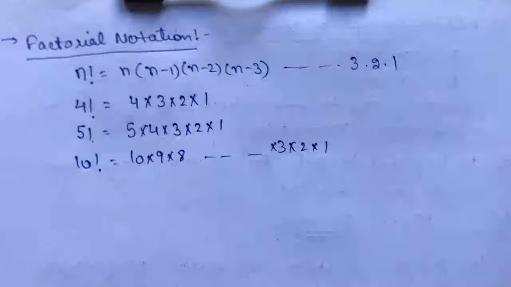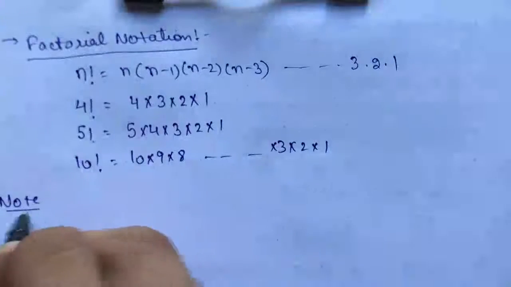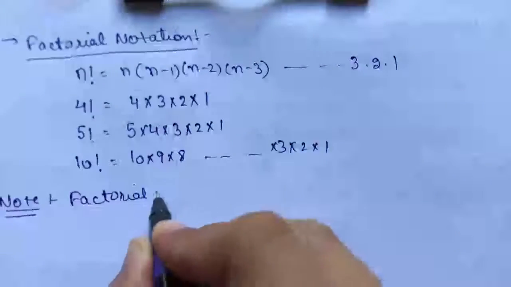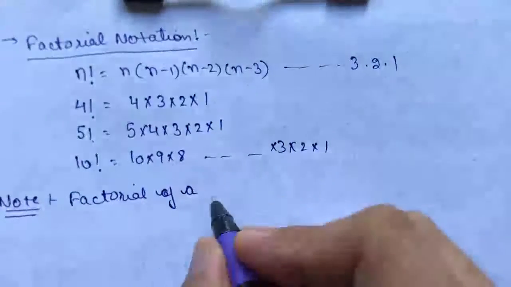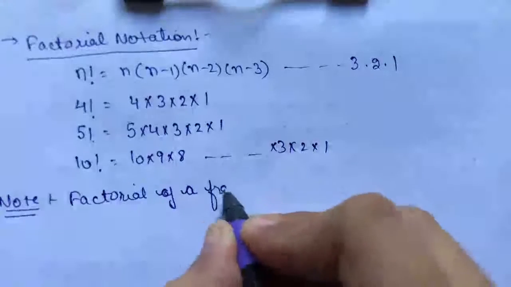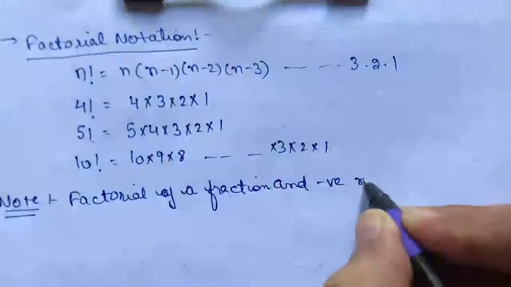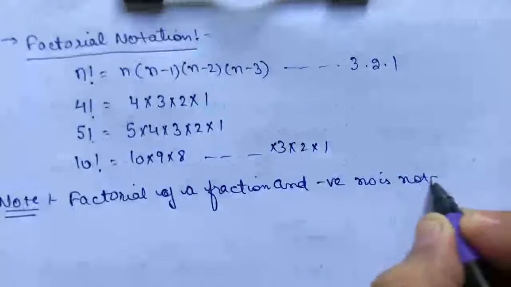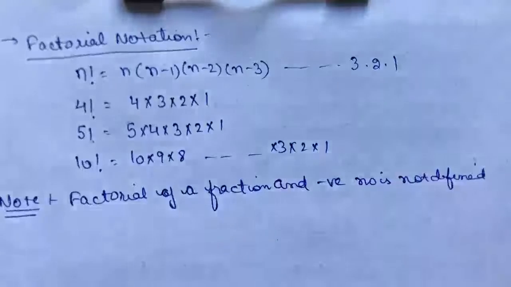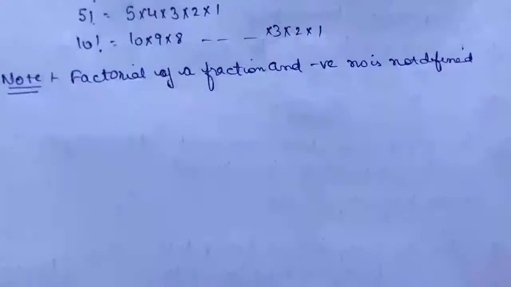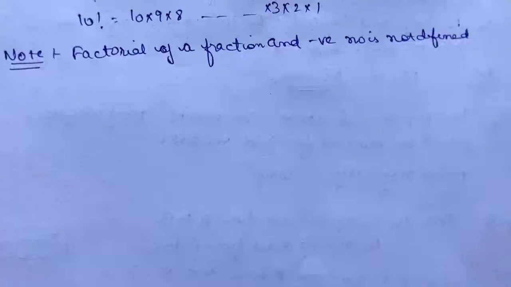Okay, the thing to be noted here is that factorial of a fraction and a negative number is not defined. So you can note it over here: factorial of a fraction and negative number is not defined. It will be simply defined for a positive natural number. For any other fraction or a negative number, factorial notation is not defined.